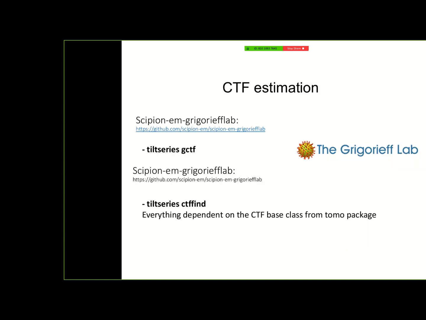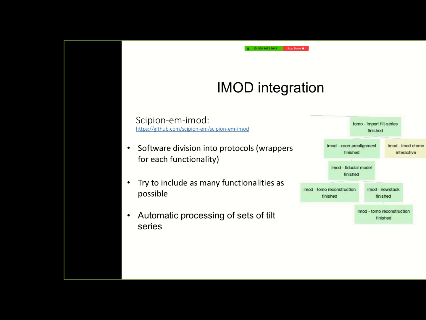Then you have another plugin from the Grigoriev lab that provides two tools to estimate the CTF. One is the tilt series CTF fine, and the other one is tilt series GCTF. And once you have estimated the CTF, you may go into iMod. iMod also allows the estimation of the CTF, and then we have here all the iMod tools to align the tilt series and produce a 3D reconstruction. And you can do that in two ways. One is totally interactive, so we call it Itomo, and then you follow all the steps inside the GUI of Itomo. And at the end, when you produce your final structure, your final tomogram, we keep it in the record of the project.